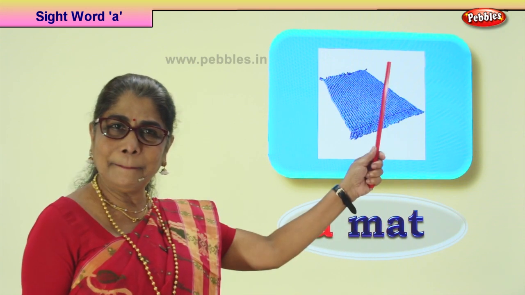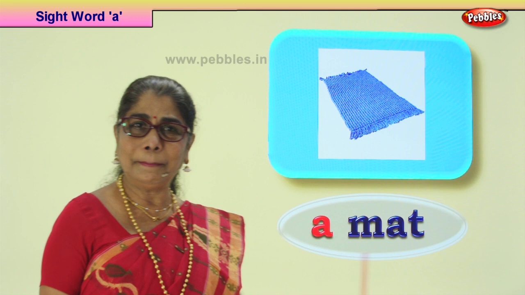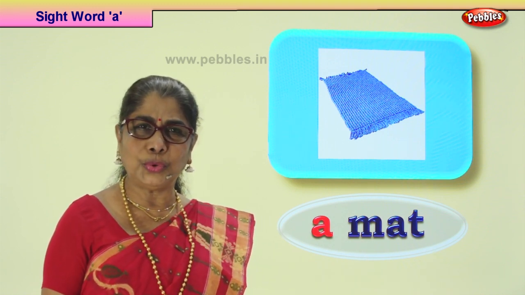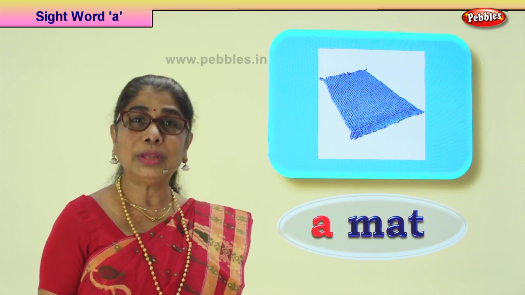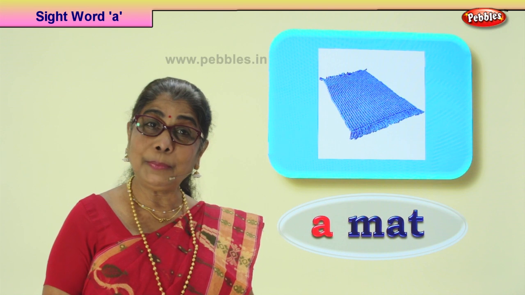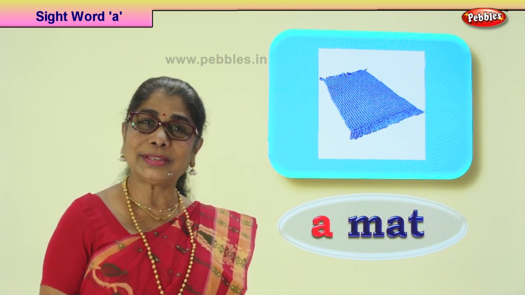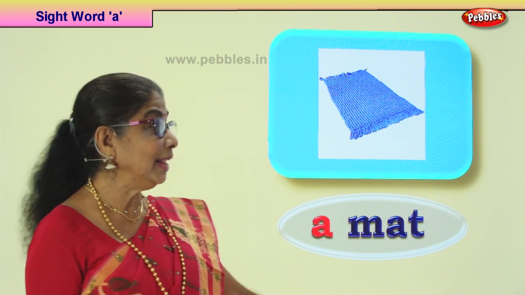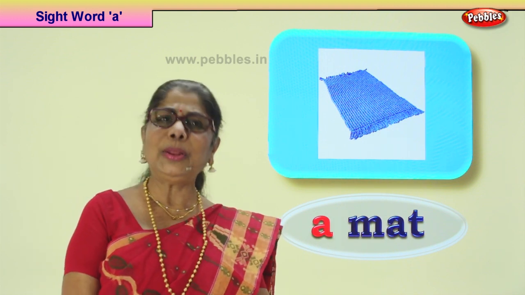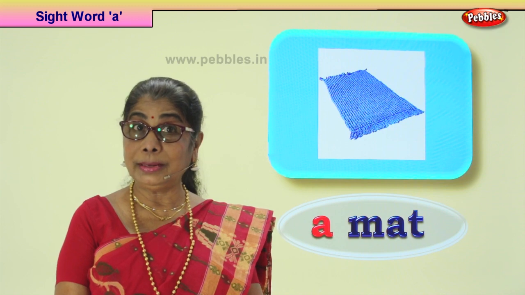Read again. Mat. A mat. Why do you, mommy, put a mat in front of the door? Front door. So that when you enter, you wipe your feet, keep all the dust and sand outside. Good. Read mat. A mat. Good. Shall we look at another word?